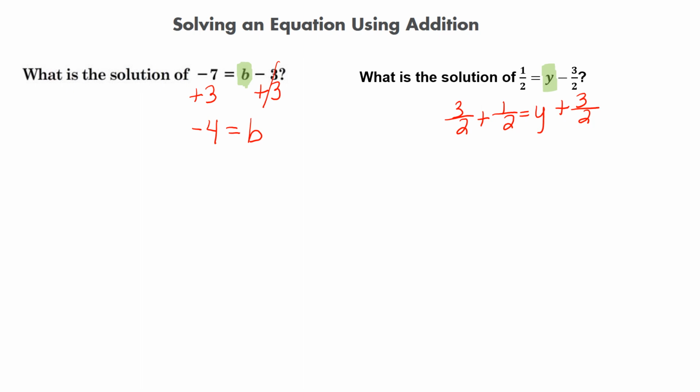Now we have 3 over 2 plus 1 over 2. Luckily, the denominators match, so we can just easily add them together on top, which gives us 4 over 2 equals y. The negative 3 over 2 and the positive 3 over 2 cancel out. Now, you're going to want to simplify this. 4 over 2 is actually 2. And then you're done.